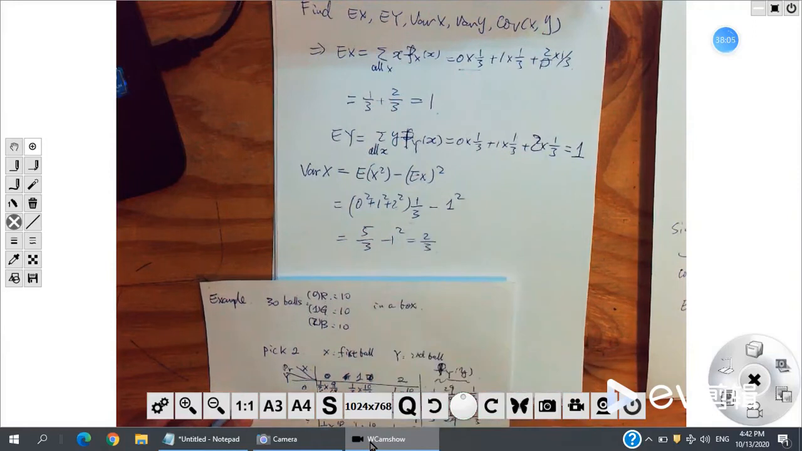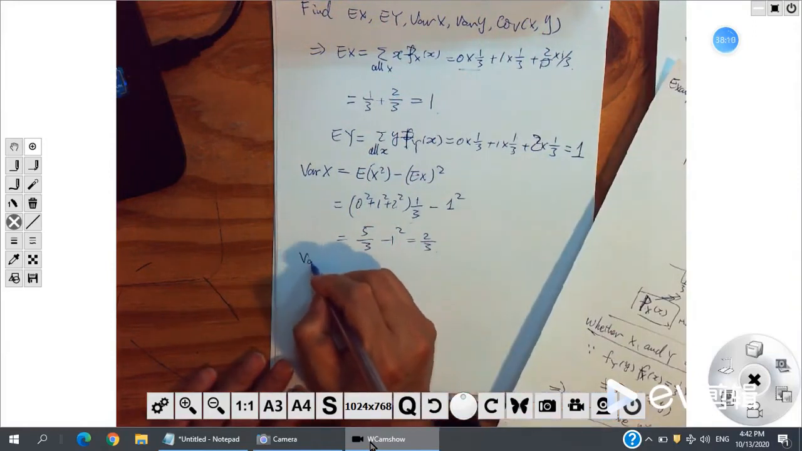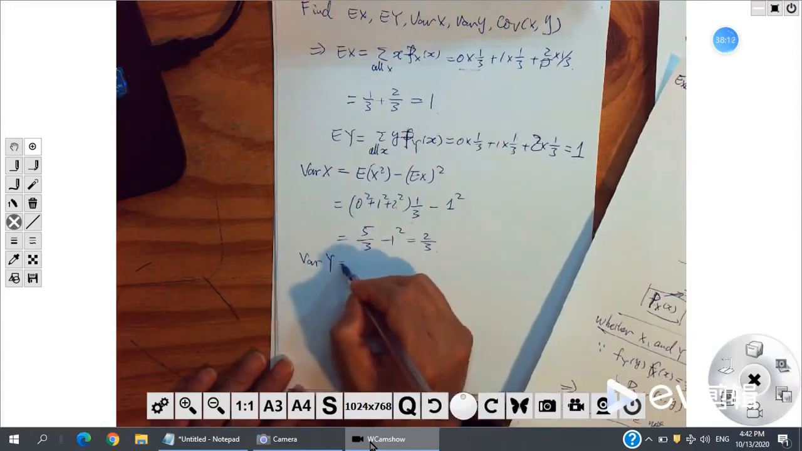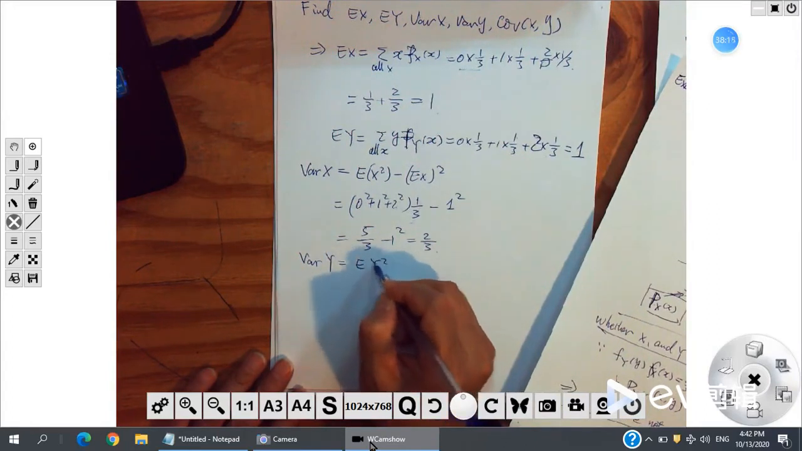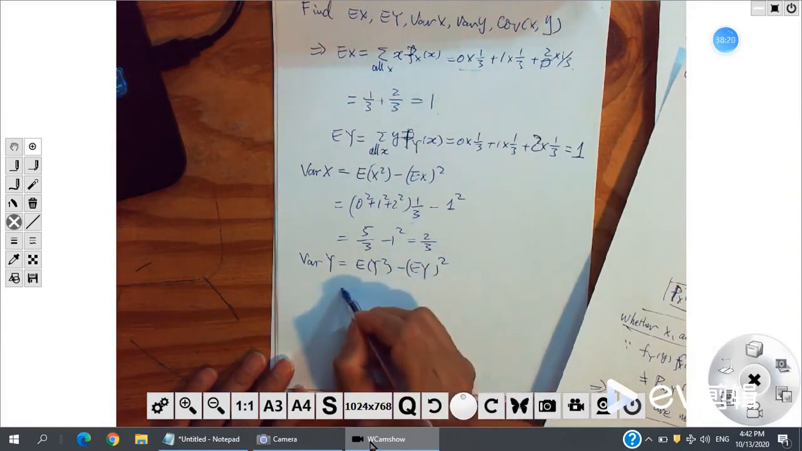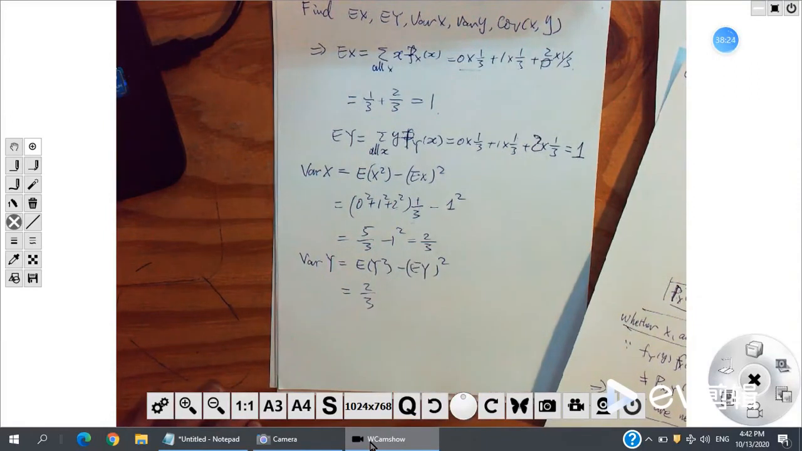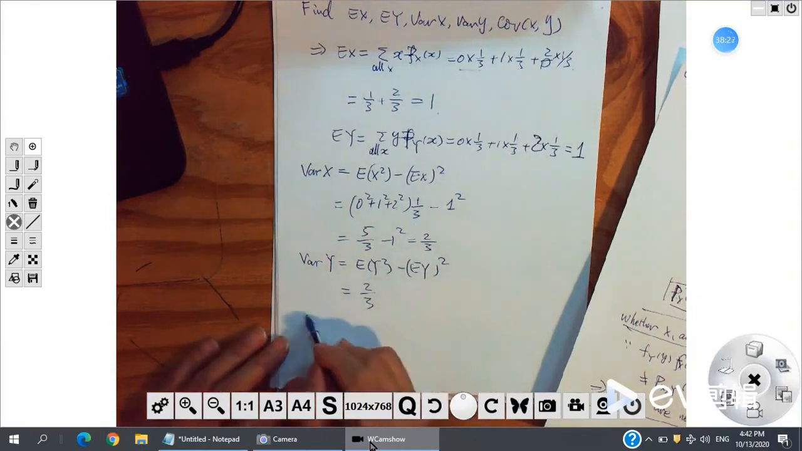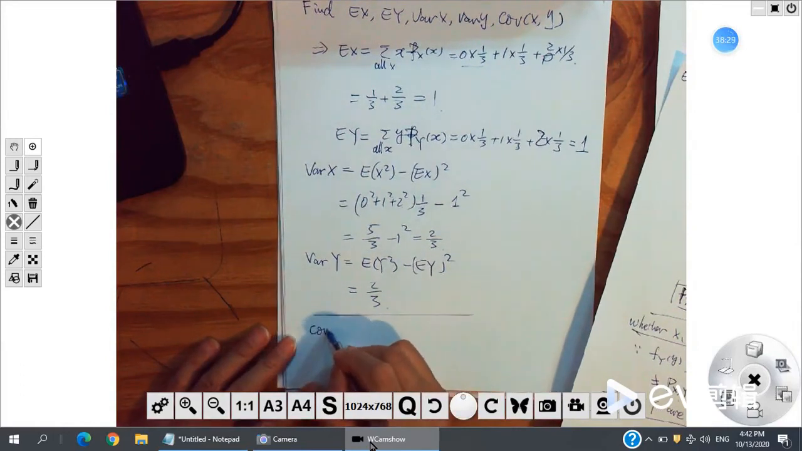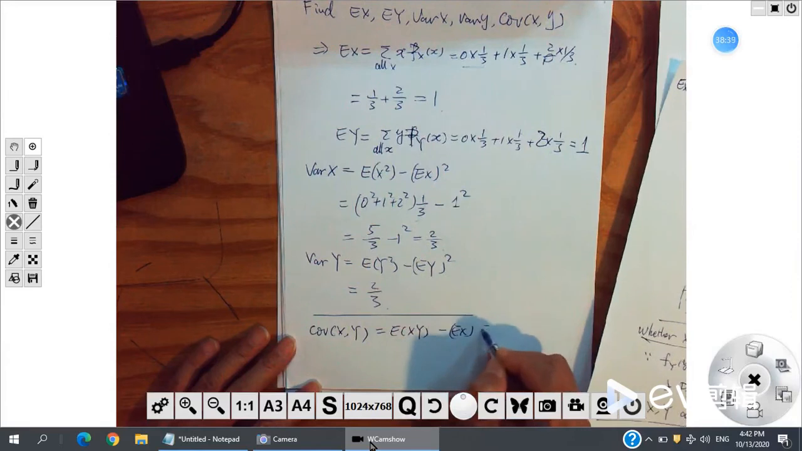So we have the variance of x, and similarly the variance of y. There will be E of y squared minus (EY) squared. Similar thing, you will have 2/3. All right, symmetrically. Then the covariance of x and y will be E of xy minus EX times EY.